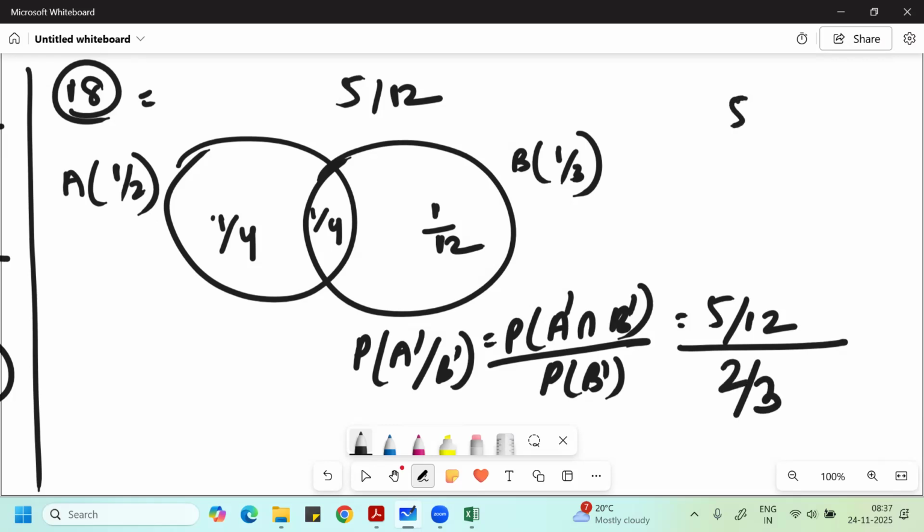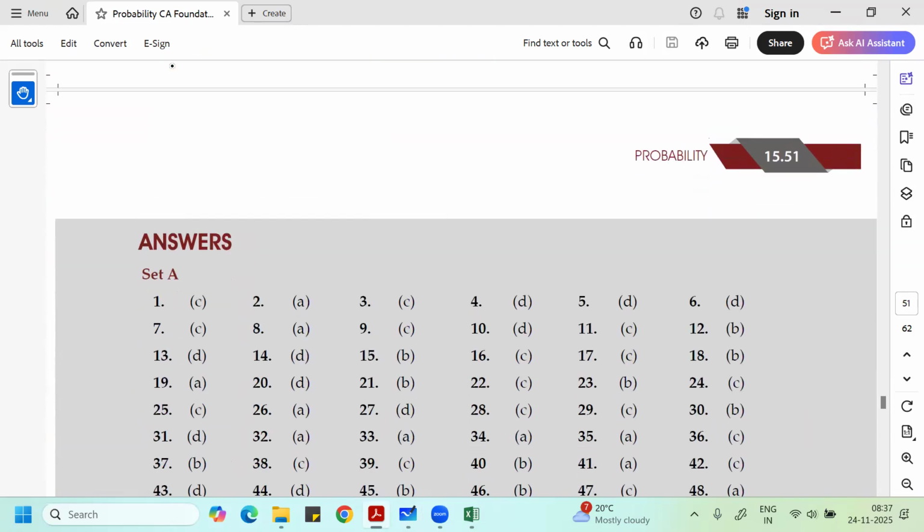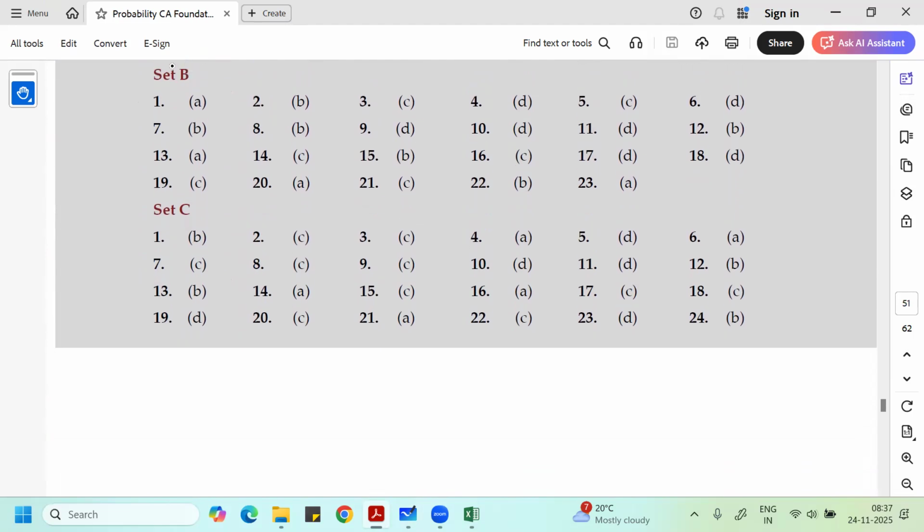So 5 by 12 into 3 by 2 if you do, this is 4 times 3, so this is 5 by 8. And the 18th answer is option C.